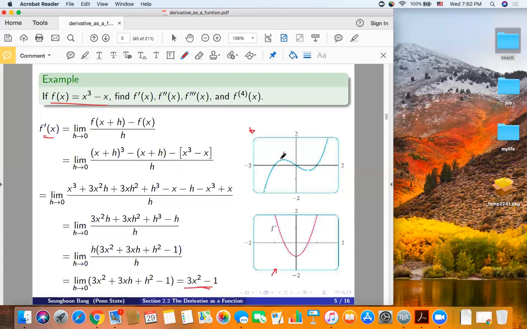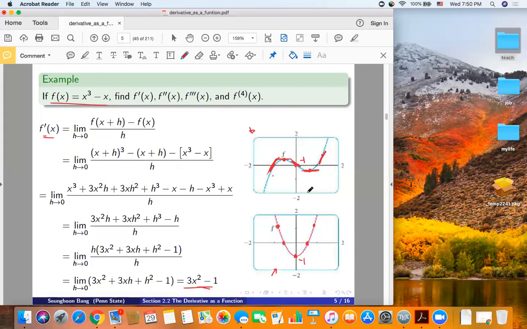We can compare. Here, the slope is 0, exactly at this point. So what's the slope at 0? The slope is minus 1. Yes, the slope is minus 1. Here, the slope is 0 at this point, going to here. At this point, the slope is positive 1. Here, the slope is like 2 or 3. The key point is the relation between f and f prime, exactly the same as the previous example.